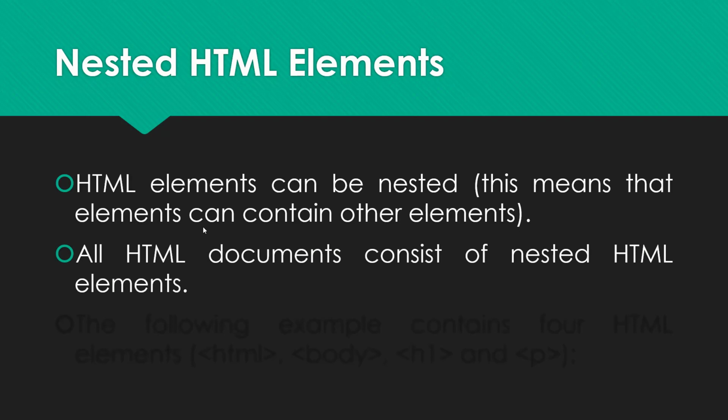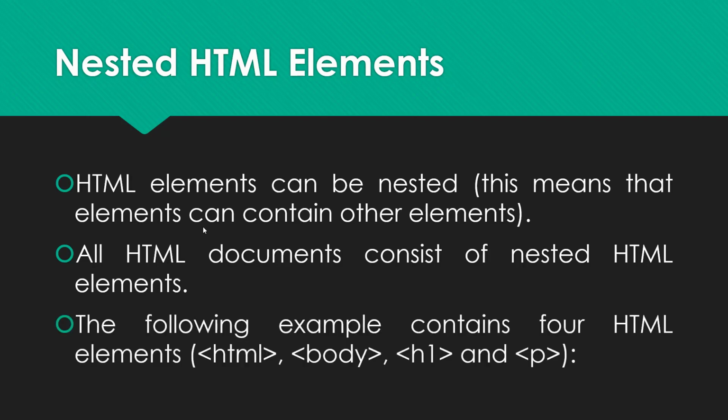All HTML documents consist of nested HTML elements. The following example contains 4 HTML elements. For example, you can see here we have the html element, and then the body, and then the h1 tag, and the p tag. So all these are 4 different HTML elements. In the practical example, I'll show you how we can nest these elements.